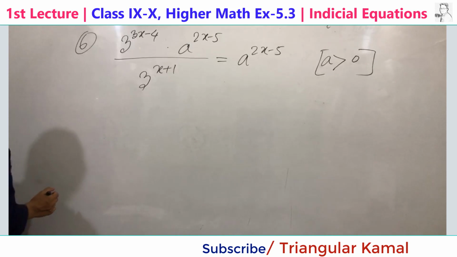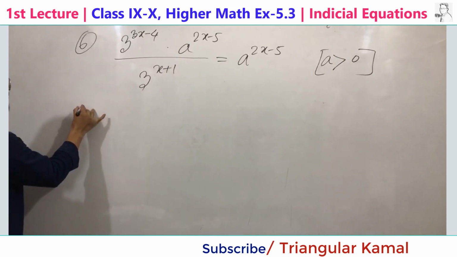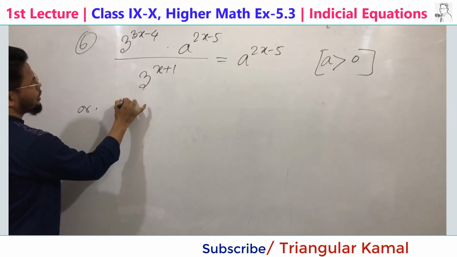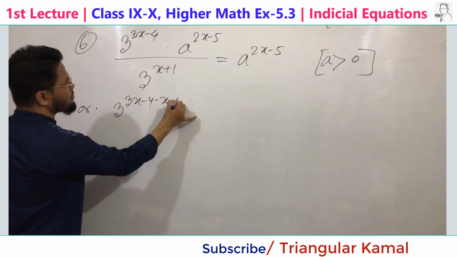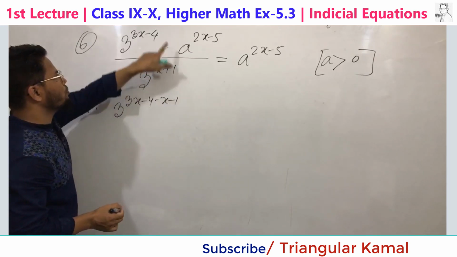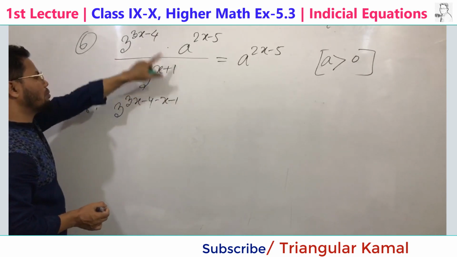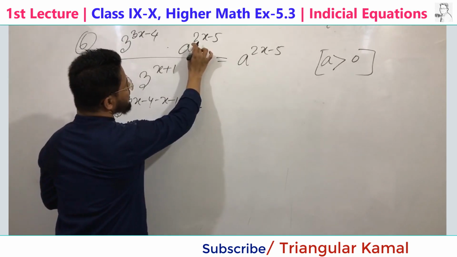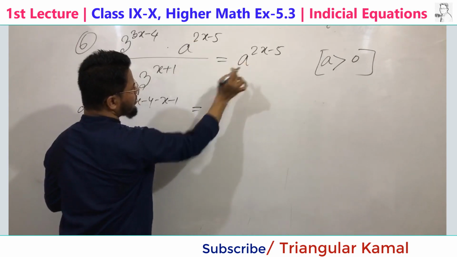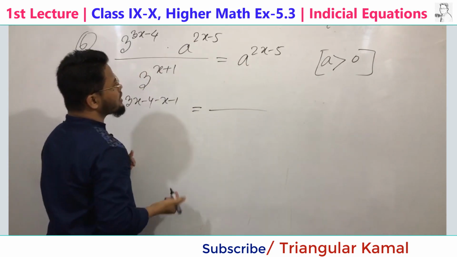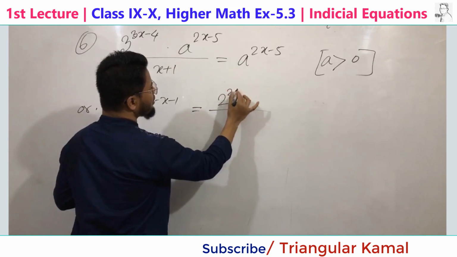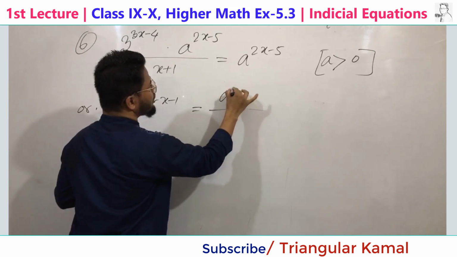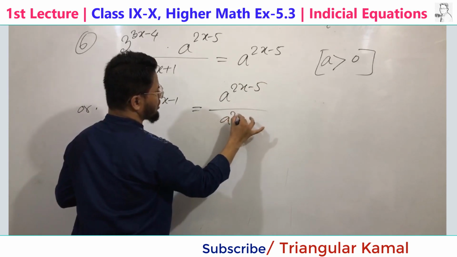So dear students, give attention here. Both numbers are the same, so we can convert this one as 3 to the power x minus 4 minus x minus 1. Changing this denominator part to the numerator, the coefficient becomes -1. And here, the numerator part is converted from the right side to the left side. This one will be the denominator part, or we can write it as dividing both sides by a to the power twice x minus 5.